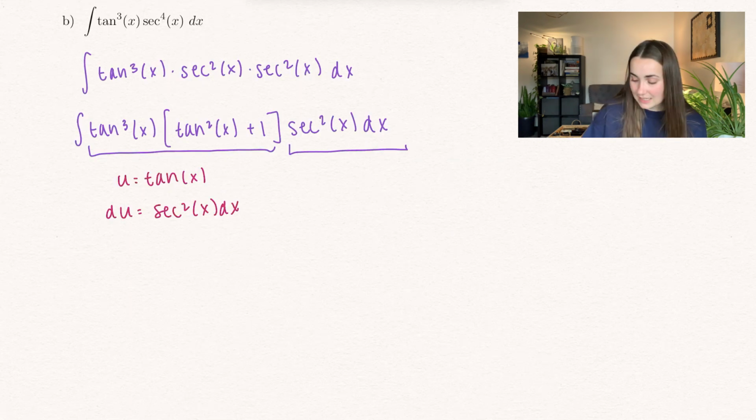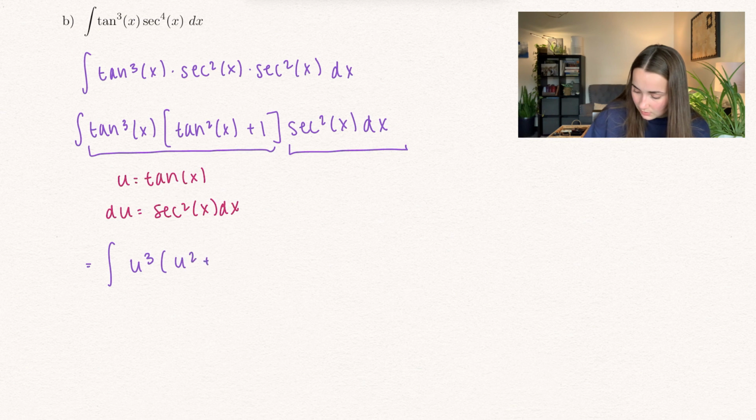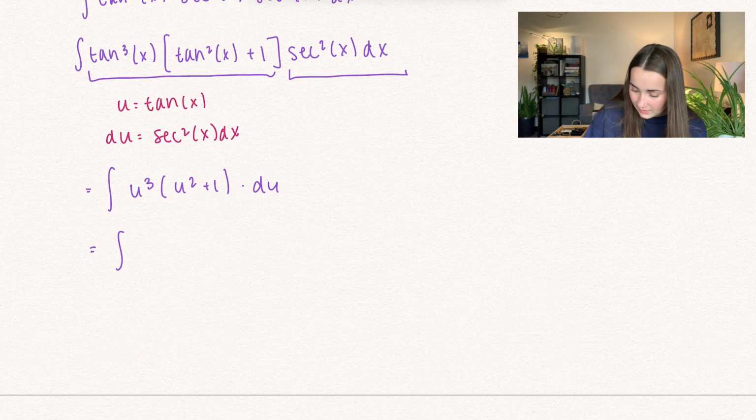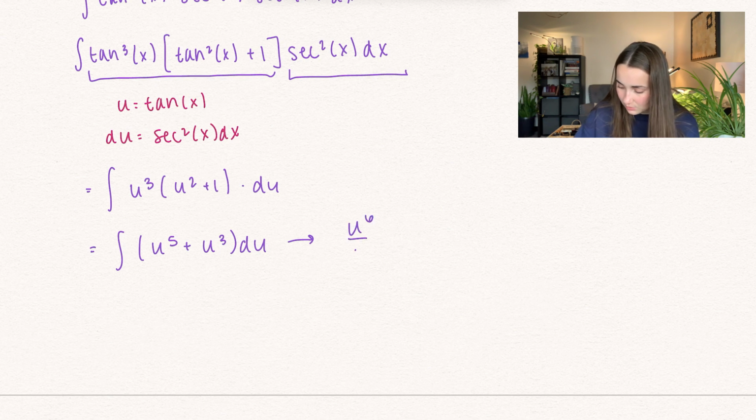So let's go on and replace everything in our integral. Here we have u cubed times u squared plus 1 multiplied by du. So here you can simplify that inside. That's going to be u to the power of 5 plus u cubed du. Here we can take the antiderivative, so u to the power of 6 divided by 6 plus u to the power of 4 divided by 4 plus c. And our last step, of course, is to plug our u back in.